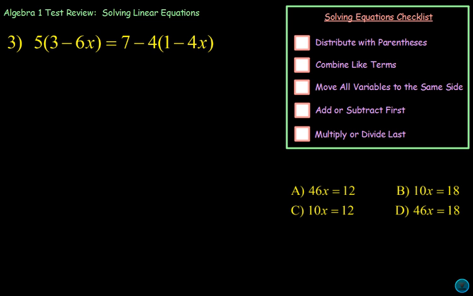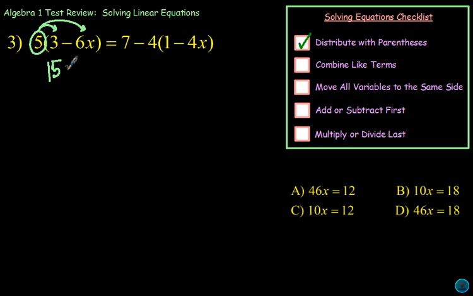All right, so again, let's refer to our checklist. So first thing we're going to do is distribute with parentheses. So I do see parentheses, so that means that I am going to be distributing. So circle that 5 and then draw an arrow. And the reason why we draw the arrow, by the way, is that we want to catch ourselves from making this mistake right here. 5 times 3 is 15.